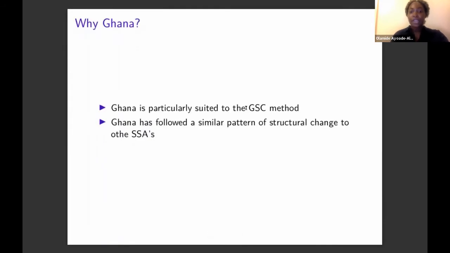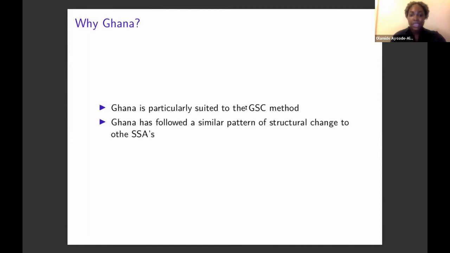I use Ghana because it is a good case study for sub-Saharan African economies. It is one of the first African countries to gain independence in 1957 and to liberalize trade in 1985. So this makes it particularly good for the method applied, as synthetic control methods require a control group that is similar to the treated country, but that has not experienced the treatment in the period considered. Also, structural change in Ghana has followed a similar pattern to most other African countries.